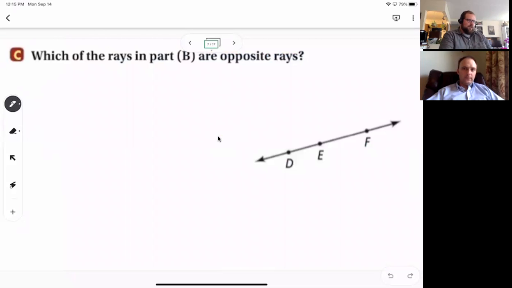We already did this one. We already did this one. So they should know how to do it. So we can just keep going. I like it.